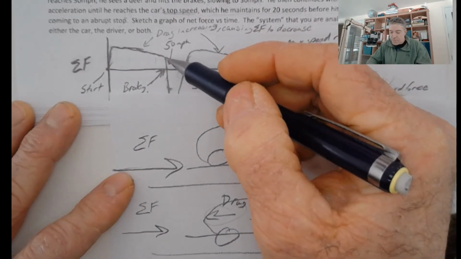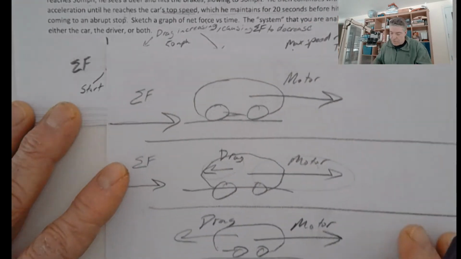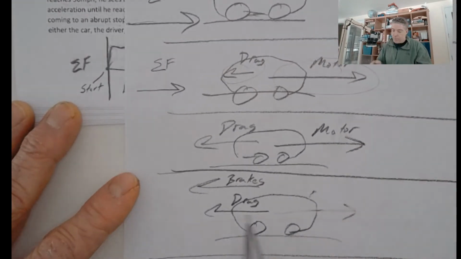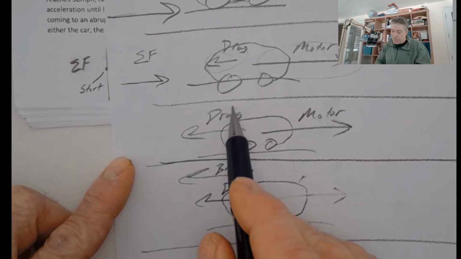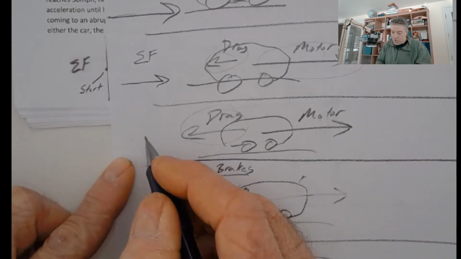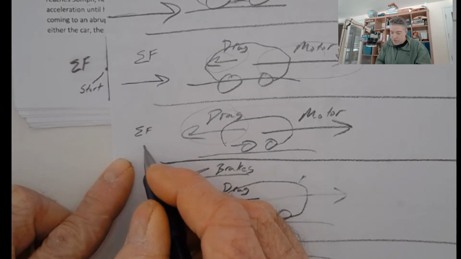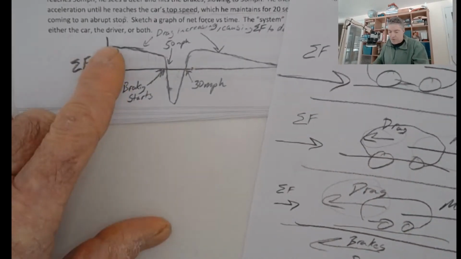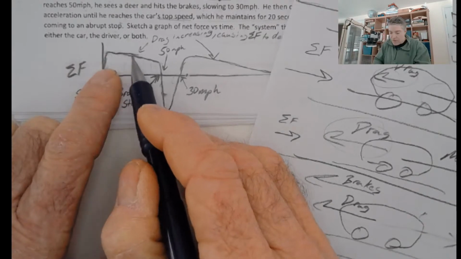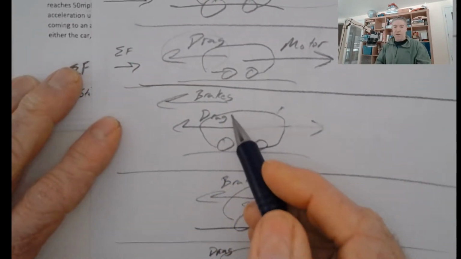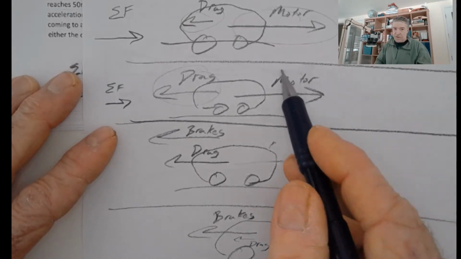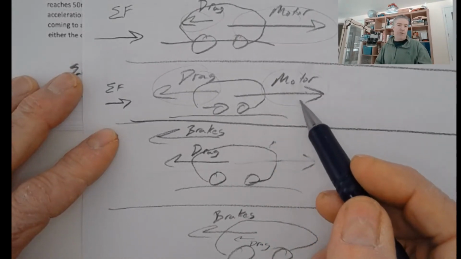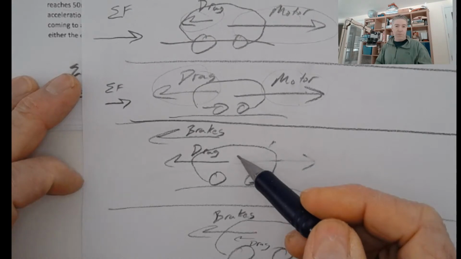Then we get to this moment and the driver sees a deer. Sorry, I've got an extra picture here. As the car speeds up more and drag increases more, the net force gets even smaller. So that's just this going down, down, down. And then at some point, the driver's going to hit the brakes. It doesn't say so, but it makes sense to let go of the gas pedal and apply the brake pedal.